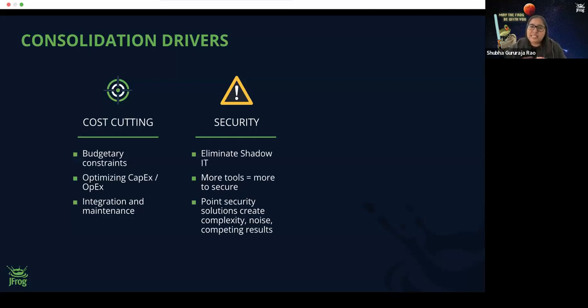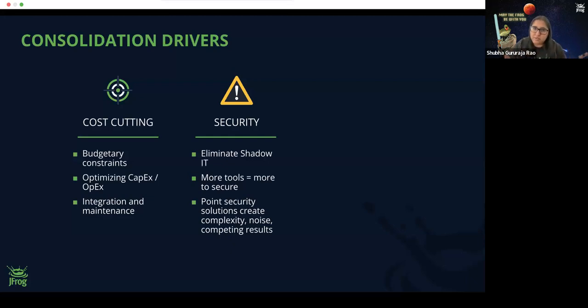So it's a load on the security team as well to keep track of all these different tools that are in place today. And when you go with pointed security solutions, they always create complexity. This is something that one of my customers also brought up, right? They're like, hey, I'm getting all this information from my SAST tool.